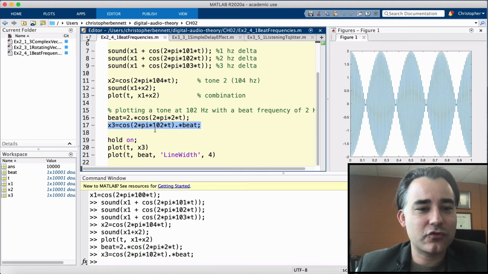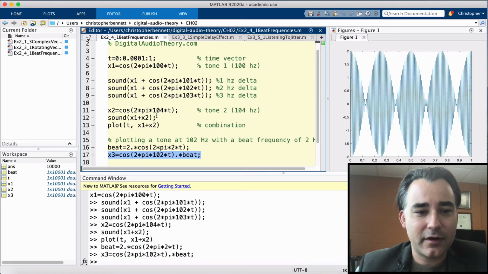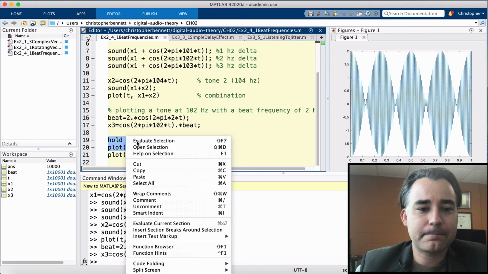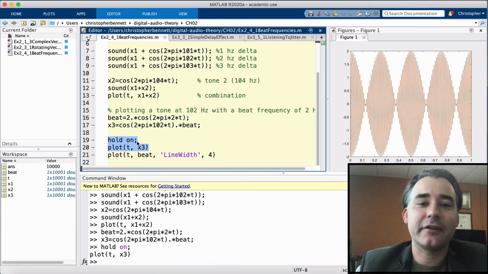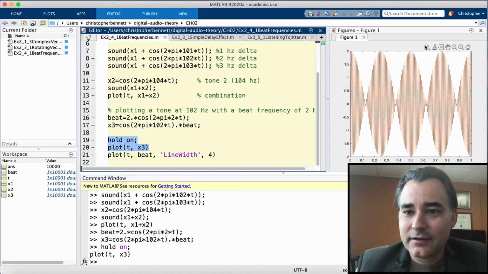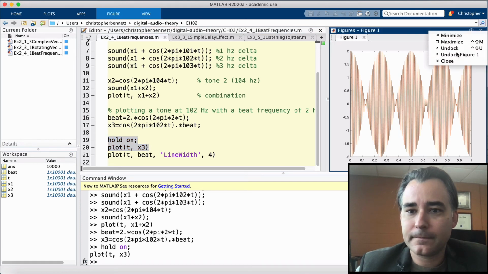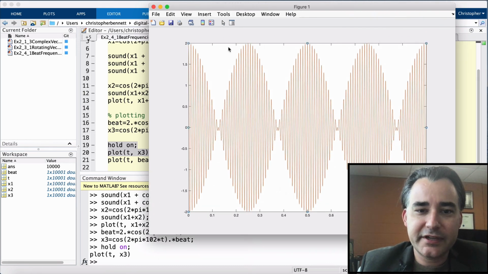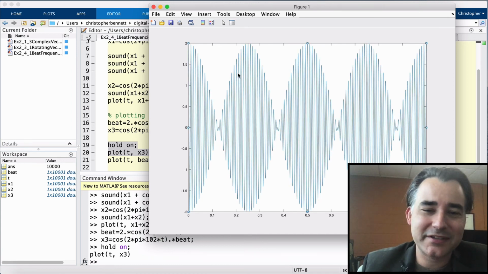Now, if this x3 truly is the same as the sum of x1 and x2, then if we hold on and plot it, it should exactly overlay what we see here. There we go. Look at that. So I can come in here and maybe even, let's open this up. If we take this, we can delete x3, and we can see that x1 plus x2 is exactly underneath.